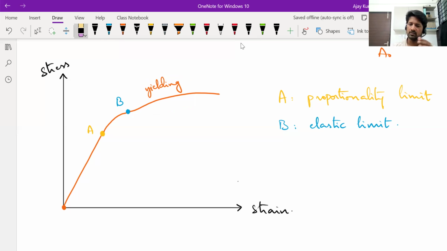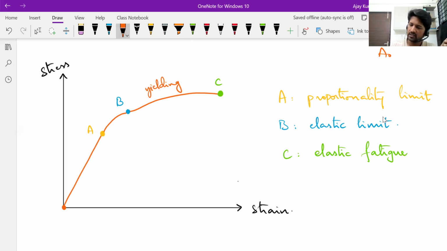Then at one point, it will totally lose that restoring ability. That point is called elastic fatigue. So after that, it won't be able to restore at all. You remove the stress applied, the wire won't come back to its original shape at all, not even a little bit.